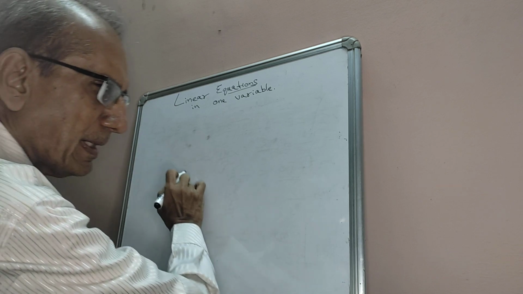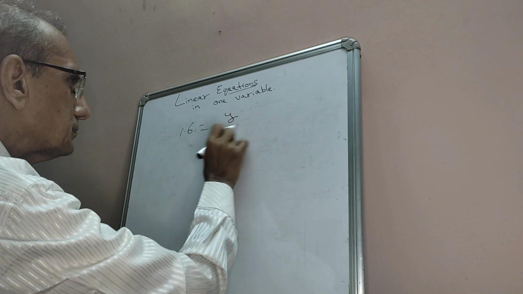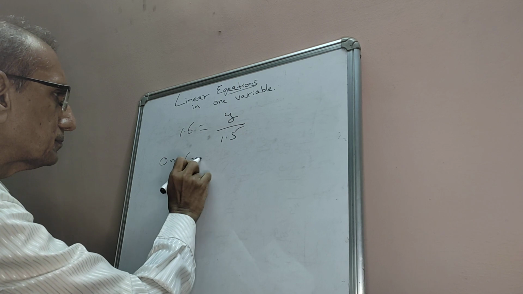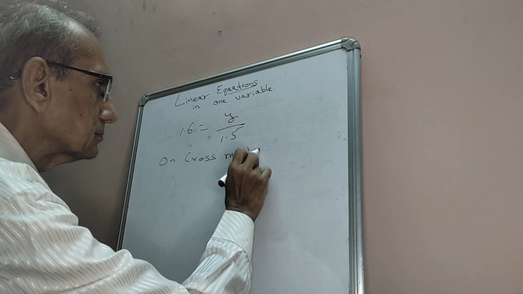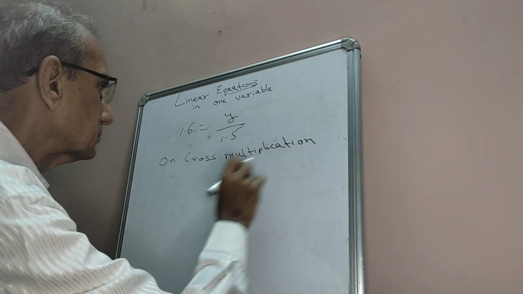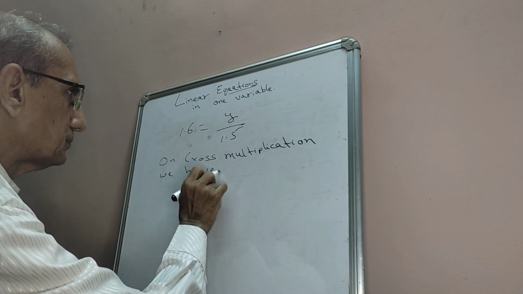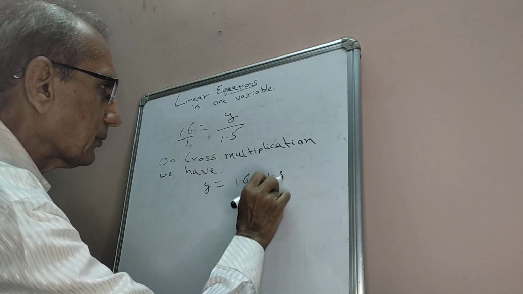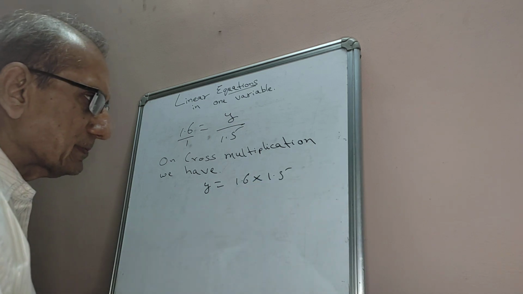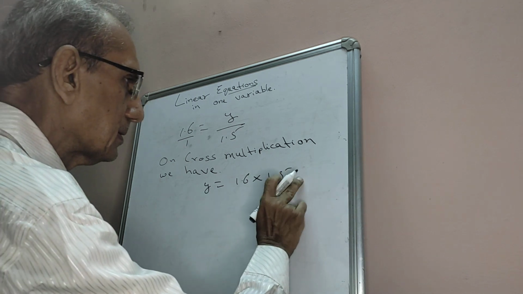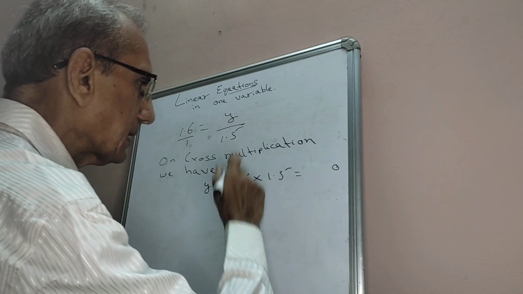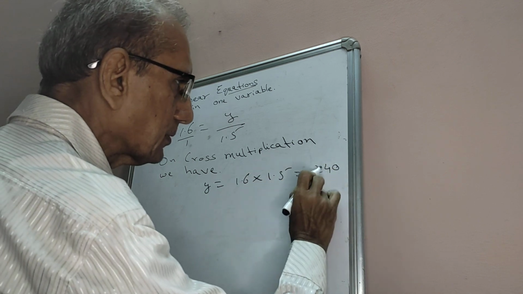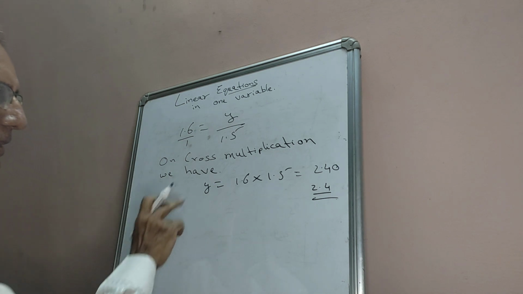1.6 is equal to y by 1.5. How do we do this? Again, on cross multiplication, you have 1 over here. Now y is equal to 1.6 into 1.5, correct? Now if you multiply these two, what do you get? Fifteen 6s are 90. Carry 9. 15 plus 9 is what? 24. Two decimal places. So the answer would be 2.4. Correct? So the value of y over here is 2.4.